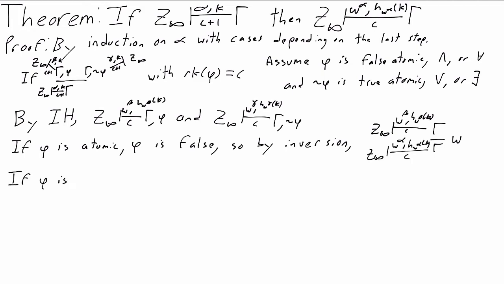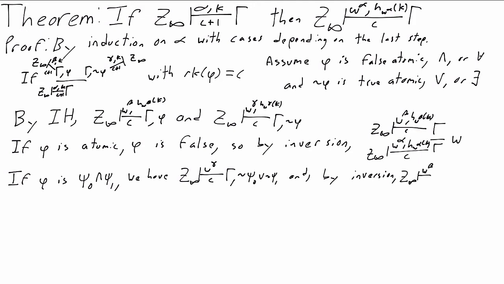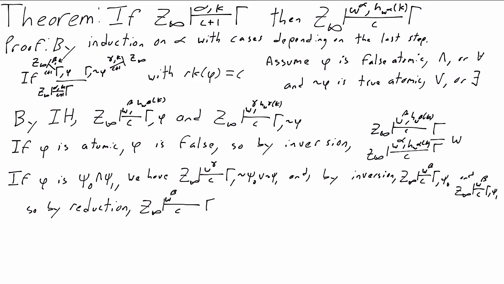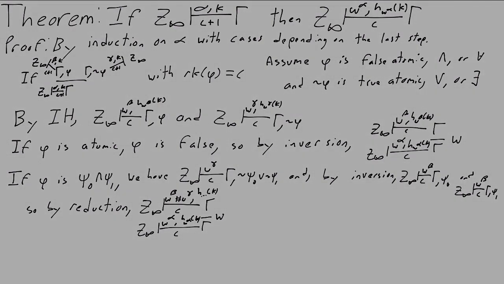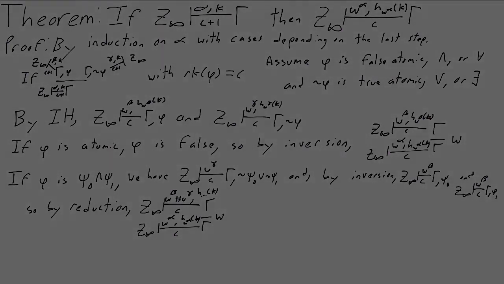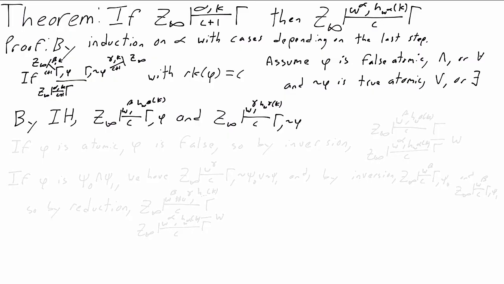If φ is ψ0 and ψ1, then, by the inversion lemma for AND formulas, we have deductions of Γ, ψ0 and Γ, ψ1, with bounds ω^β, h_{ω^β}(k), and then we use our reduction lemma. We have a deduction of ¬ψ0 or ¬ψ1, we have a deduction of ψ0, we have a deduction of ψ1, so we have a deduction of just Γ, with height ω^β + ω^γ. And since β and γ are both less than α, ω^β + ω^γ is less than ω^α, so we can use weakening to get the bounds we need.